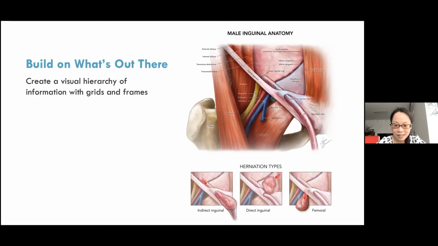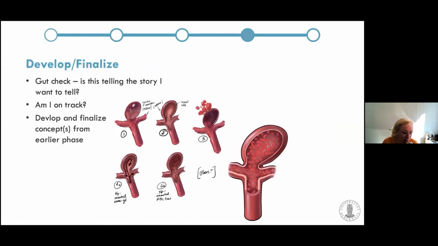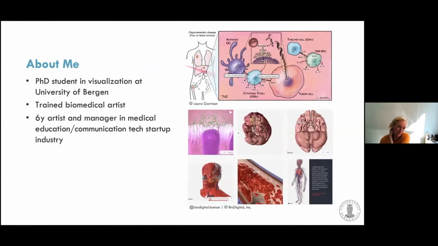Deepak is asking, you have an illustration career. Could you elaborate on how you decided to do a PhD? It was mostly frustration, because I was working at a company called BioDigital, and it's a wonderful company. But what we were doing was, let's see here. I was the content director there.